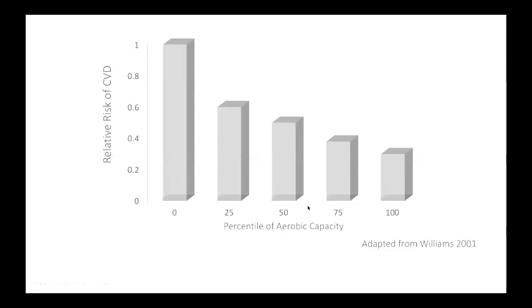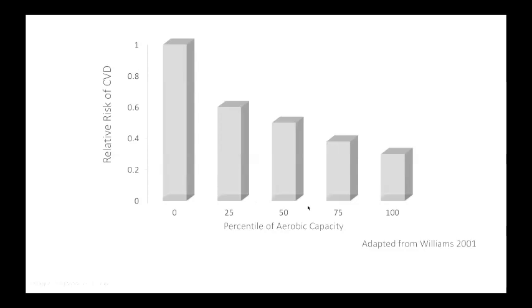When we think about fitness and what's the impact of cardiovascular disease, this graph here shows a nice inverse correlation between these two factors. So when we have across the bottom of the graph the percentile or kind of category of aerobic capacity, and then on the y-axis, the relative risk for CVD, it's clear that the lower your fitness levels are, the higher the risk is. But what's interesting in this graph is that it's not a linear relationship.